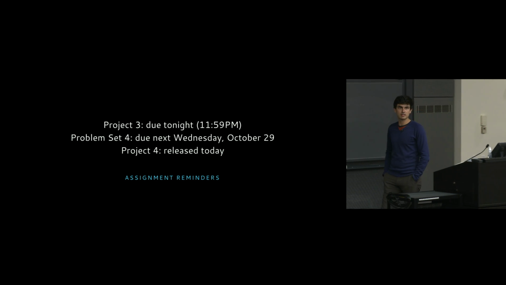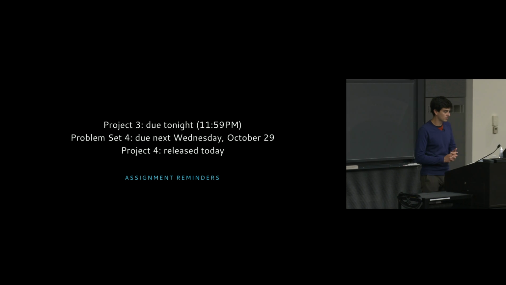So just as a reminder, Project 3 is due tonight at 11:59 p.m. This is the group project and should hopefully be wrapping up in the next couple of hours. Problem Set 4 is due next Wednesday, October 29th at the same time. Project 4, which is the final of the numbered projects, is released today. So there's 4 numbered projects, Project 1, 2, 3, 4, and also the final project. And Project 4 is the last of those, and the spec has been released.